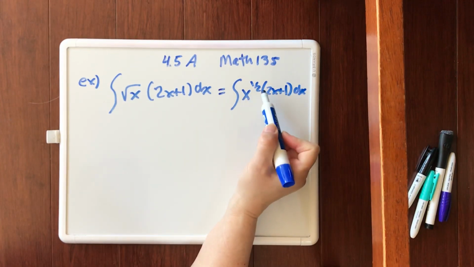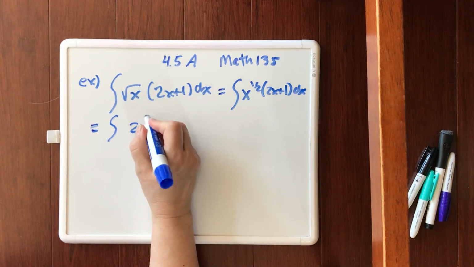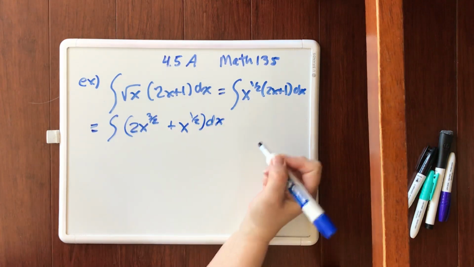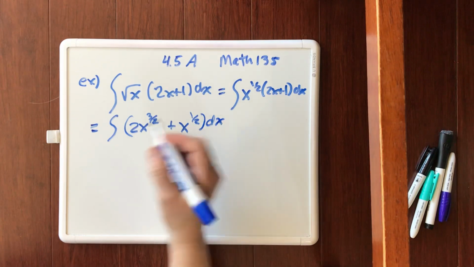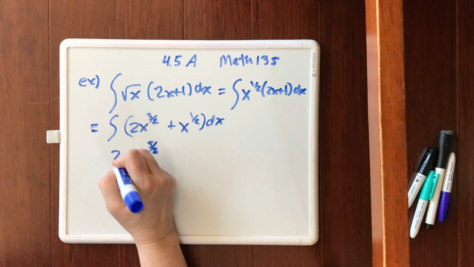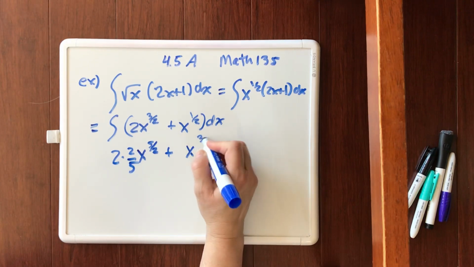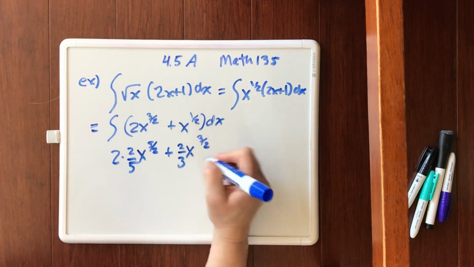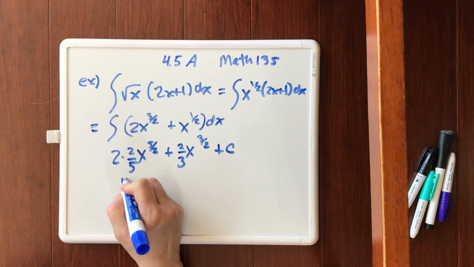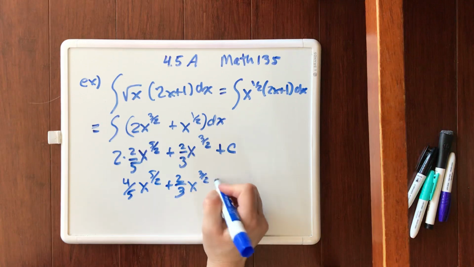And then we can multiply and distribute. So this becomes 2x^(3/2) plus x^(1/2) dx. Okay, now we're going to integrate. So integrating this, we add 1 and we get 5/2, and we're going to multiply by the reciprocal, 2/5. The next one, we're going to add 1, we get 3/2, multiply by the reciprocal, 2/3, plus c. So we go ahead and multiply 2 times 2/5, we get 4/5 x^(5/2) plus 2/3 x^(3/2) plus c.